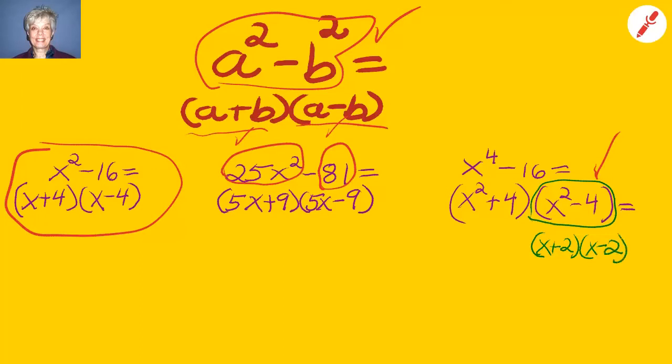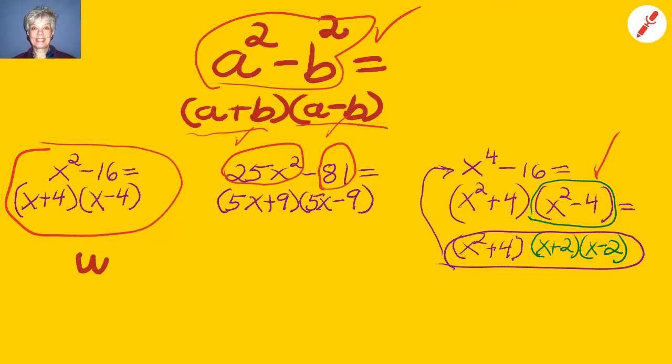So the complete answer to this, the factorization of x to the fourth minus 16, would be x squared plus 4 times x plus 2 times x minus 2. Let me read that again. x squared plus 4 times x plus 2 times x minus 2. Well, why don't we factor this? And here's the answer.